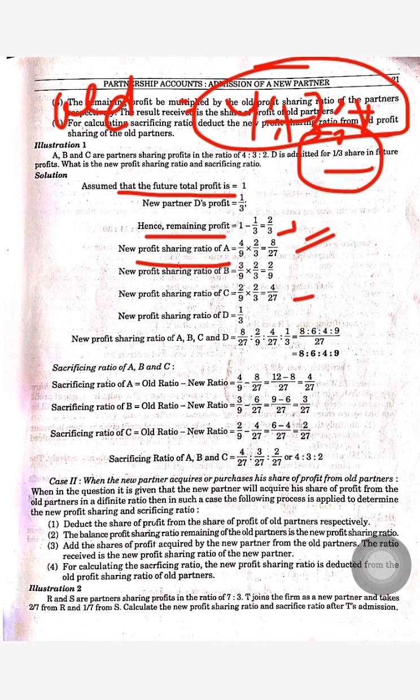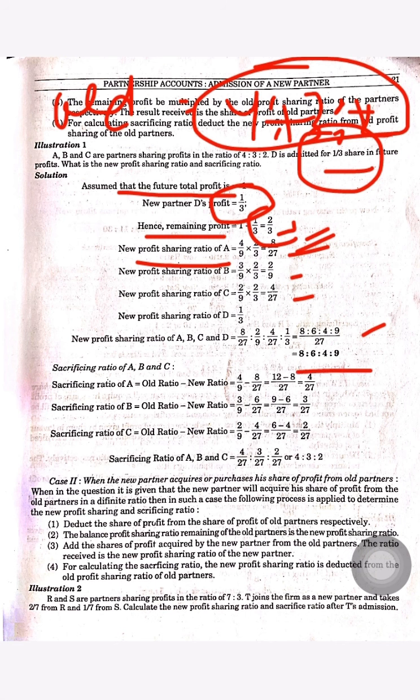In each of these the denominator is 27, and here the denominator is 3. We have to make it 27. So we will multiply both the numerator and denominator by 9 to get 27. So it will be 8, 6, 4, 9 upon 27. The 27 will be cancelled. So the new profit sharing ratio will be this.